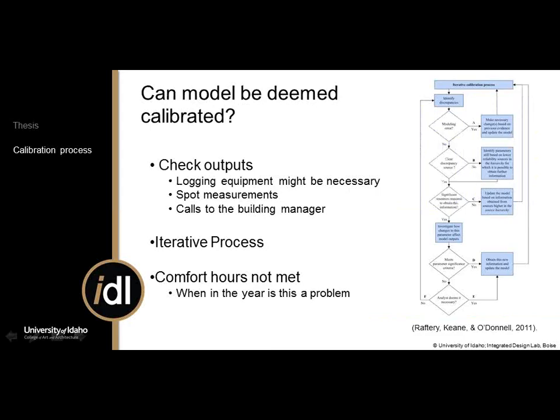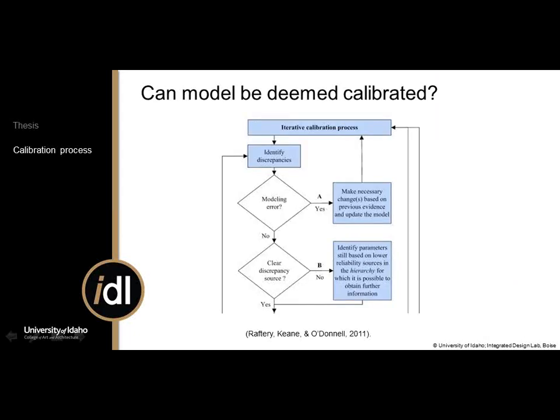So like I mentioned before, your first iteration of the model is probably not going to be deemed calibrated right away. So like Jake mentioned, there's a lot of logging equipment that you can use, and calls to the building manager. I found this really neat flowchart by Raftery, Keane, and O'Donnell that specifies the process of trying to get more information.